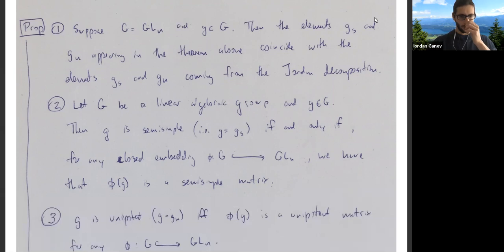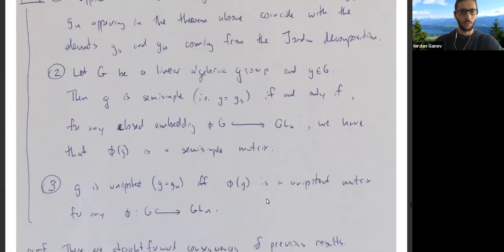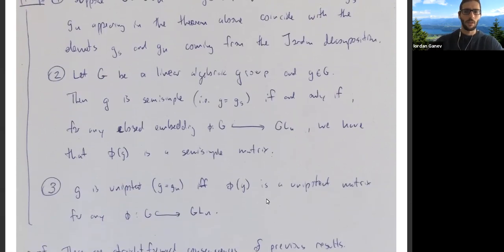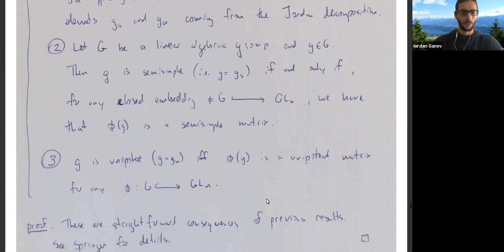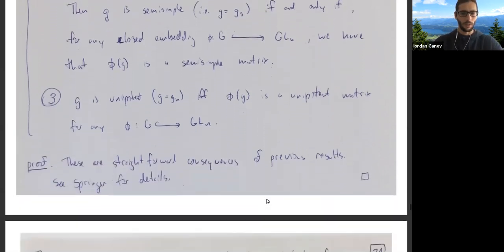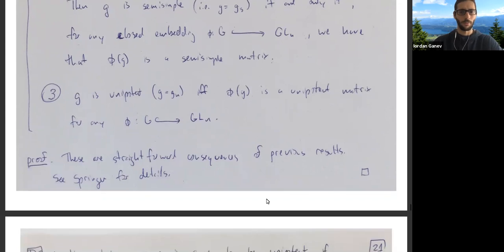And that pretty much follows from the second part of the theorem we just proved. And a similar result for unipotent elements. So if we have a unipotent element, then its image under any closed embedding will be a unipotent matrix. I won't go into the details of the proofs, but they follow pretty quickly from what we've shown so far.